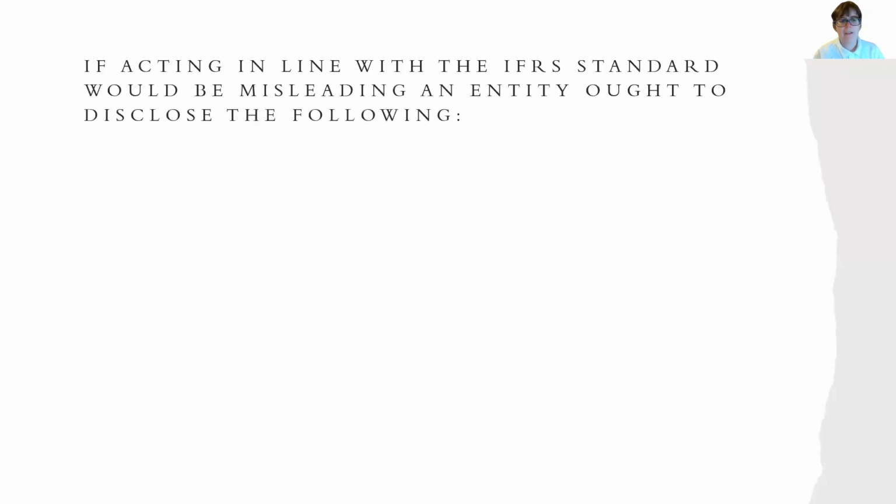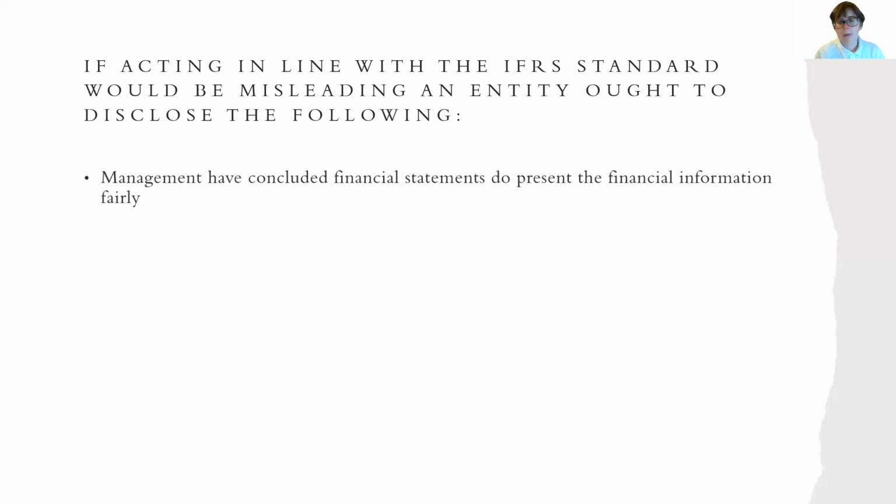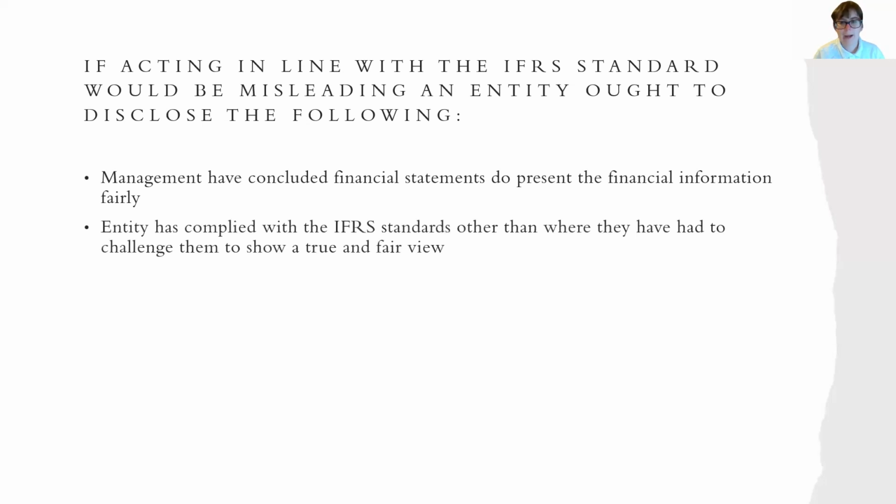So, if acting in line with the IFRS standard would be misleading, an entity ought to disclose the following. Management have concluded that financial statements do present the financial information fairly. An entity has complied with all of the applicable IFRS standards, other than where they have had to depart from them to show a true and fair view within their business, and the reasons as to why the IFRS would be misleading had it been adhered to.